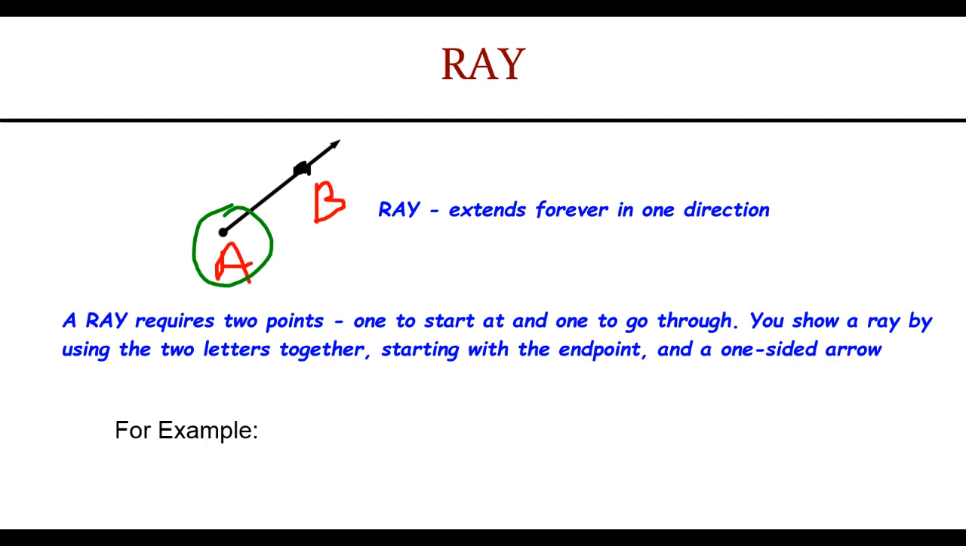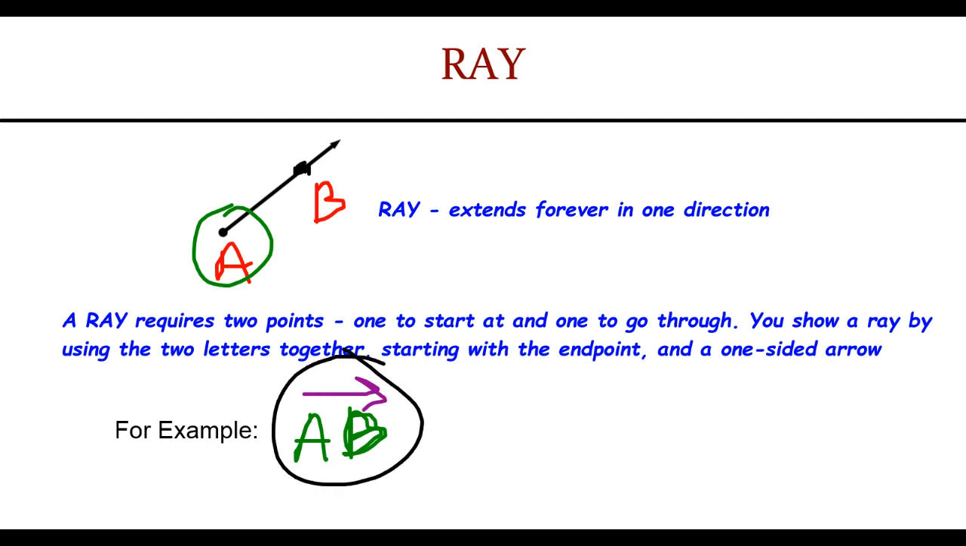If we're going to write that down to designate that as a ray without actually having to draw it, then we show a ray by using 2 letters together, starting with the endpoint, which is A, and having the second one, which is B, and then showing that there is only one direction to the ray by drawing a one-sided arrow above them, A, B. So this designates the ray AB.